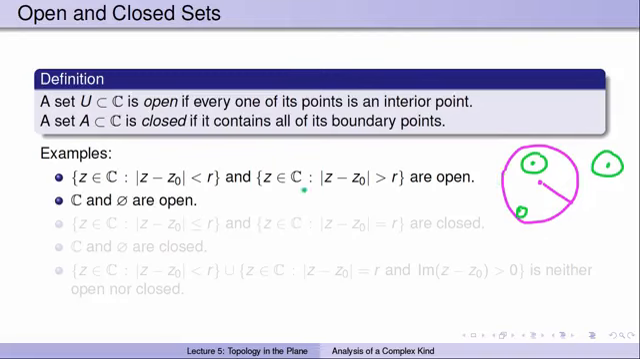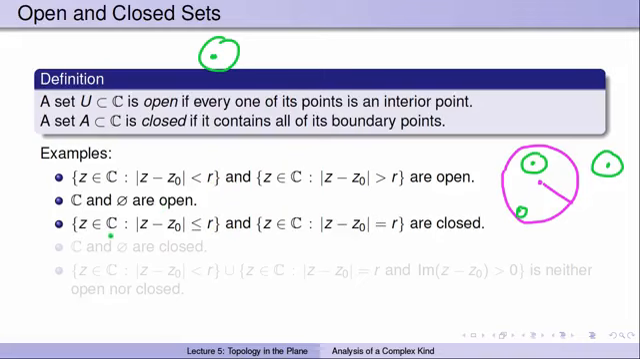The whole plane is open. Every point is an interior point in the whole plane, because no matter where I put a point in the plane, I can find a disk around it that fits into the complex plane. So that's kind of trivial. The empty set being open is a little funky, but the empty set doesn't have any points that fail to be interior points, so it contains all of those. That's a bit of a mathematical technicality, that the empty set is also open.